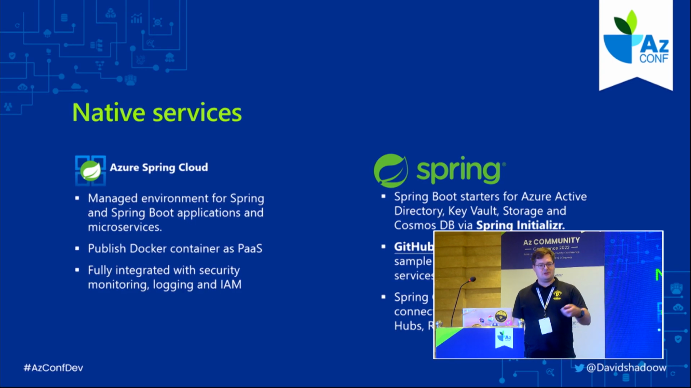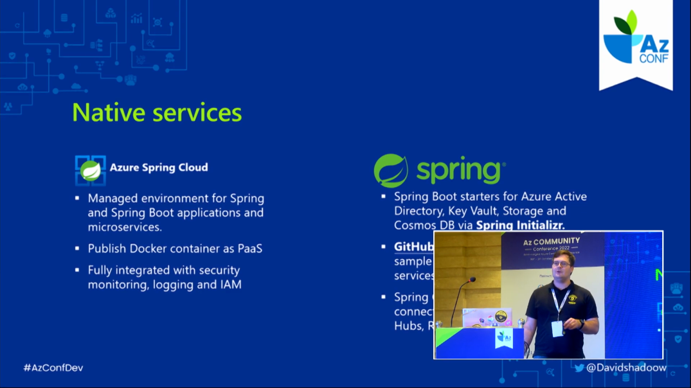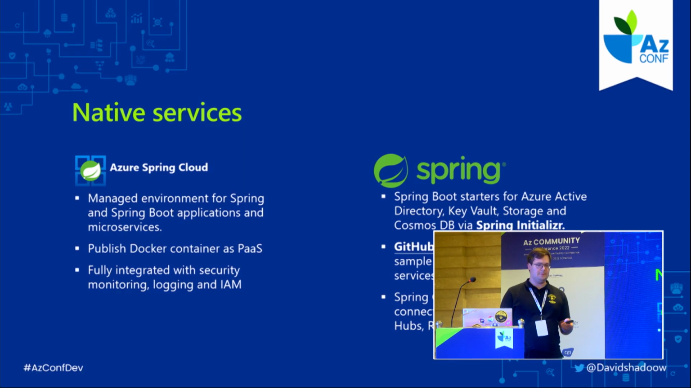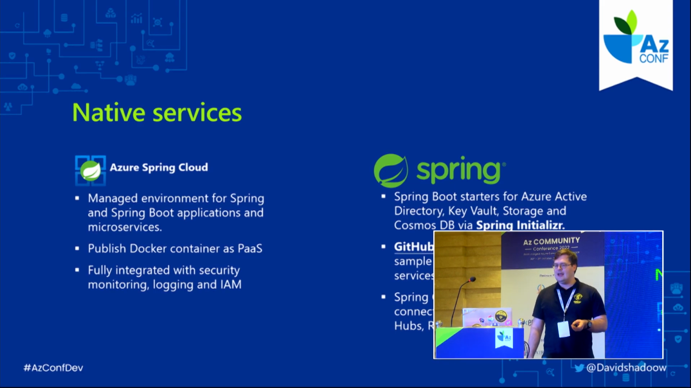On the other hand, Spring delivers starters for Azure Active Directory, Azure Key Vault, Storage, Cosmos DB, and 10 other services via Spring Initializer. So if you go to start.spring.io and start a new project, you can already load the dependencies for some of these Azure services, and you only have to configure them in your POM XML, and then they will just work. Spring also offers a whole GitHub repository with sample applications that use a variety of Azure cloud native services, so you can see how a service is configured and how it works.